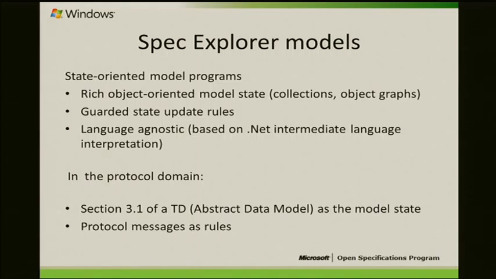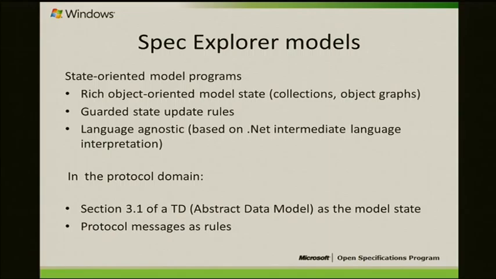So taking this to the protocol domain, how many of you have heard about section 3.1 of a technical document? This is the section in which the abstract data model of the protocol is described. And an abstract data model is usually a bunch of objects that carry state. And again, this is a technical document, so it's not telling you that those variables should be present in the implementation of your protocol. It's just like an operational description of what should happen. So your implementation should behave as if those variables were there, and the rules that you defined should interact with those variables in the proper way.